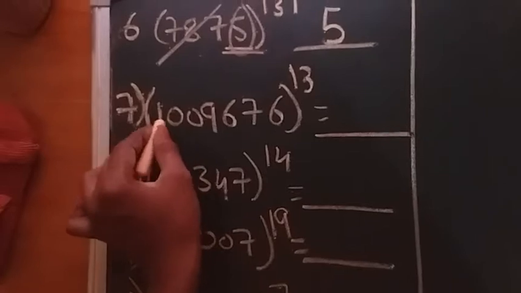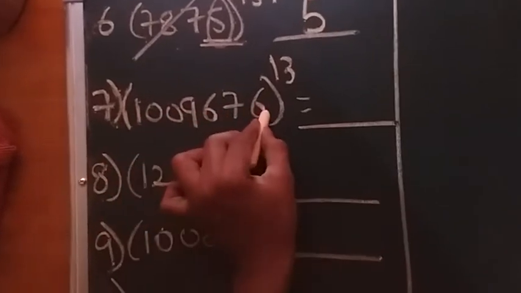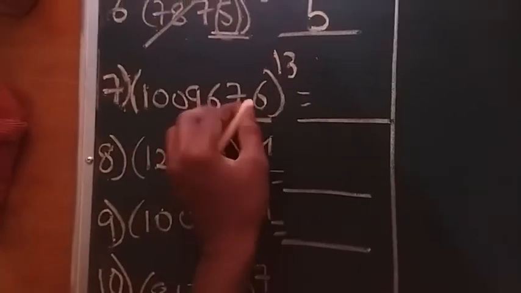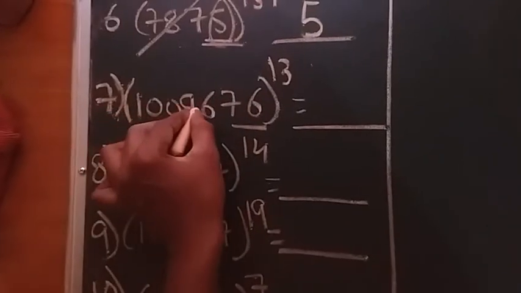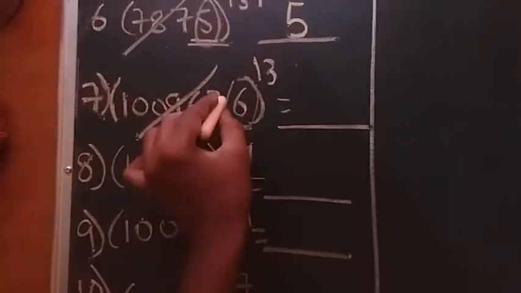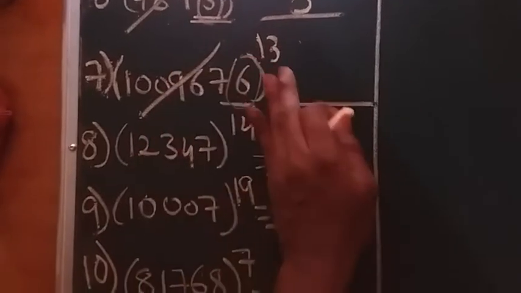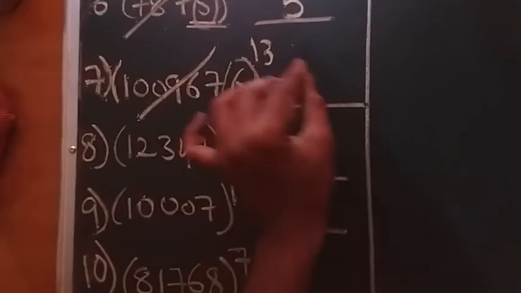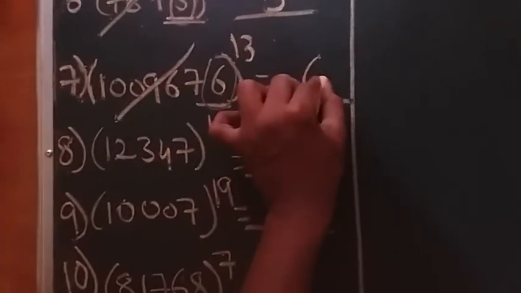Next one, 1009676 whole power 13. Here the units place is 6 and m is 100967. Forget about m, concentrate only on units place u. Here u is 6. Whenever you have units place u is 6, you will get the same thing, 6. That is u.